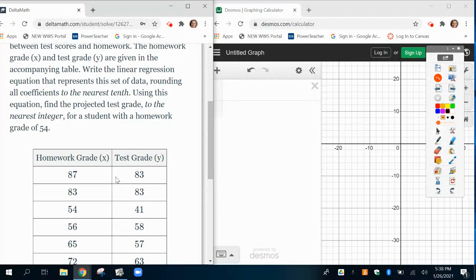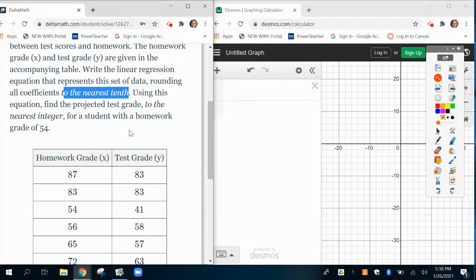Okay, so it says write the linear regression, which means that now, instead of just trying to guess at what the best fit line is, we're going to get Desmos, a calculator, to do it for us. So you don't need to know how to do all the work. We're going to get technology to actually tell us the best fit line, without us just sort of guessing and eyeballing it.